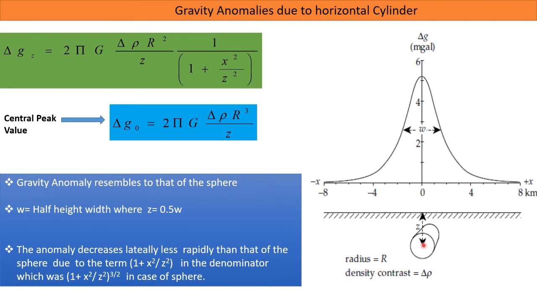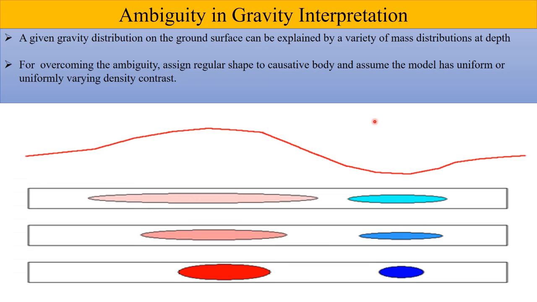And if the sphere is buried at a greater depth, then the profile will be more gentle and smoother, and if it is at a shallower depth, then it will be a very sharp gradient anomaly. That will be the same for any type of body.